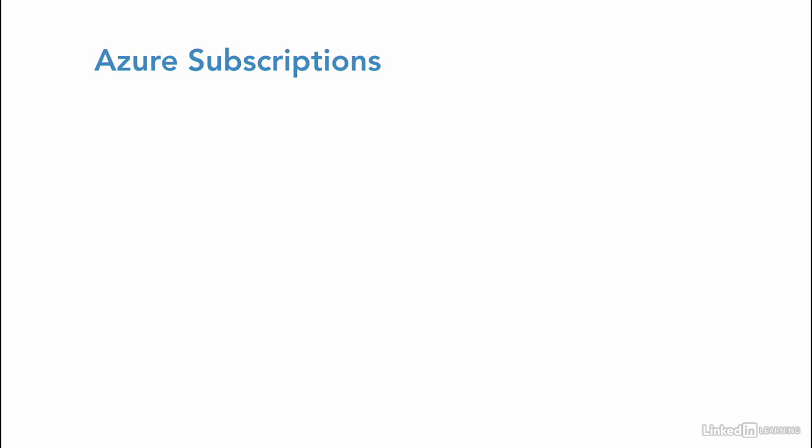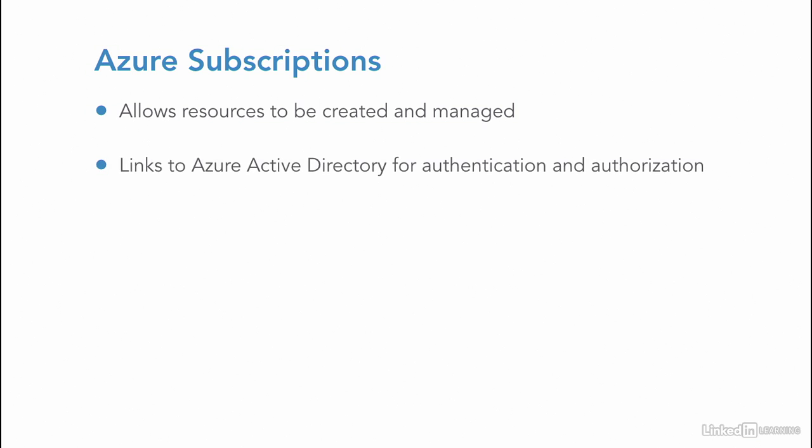In order to use Azure, you must first purchase an Azure subscription, and we'll be talking about the purchasing options in an upcoming lesson. Once you have a subscription, resources can then be created and managed, etc. Your Azure subscription links directly to Azure Active Directory for authentication and authorization. And remember, authentication is proving you are who you are, and authorization is the rights to access specific resources.